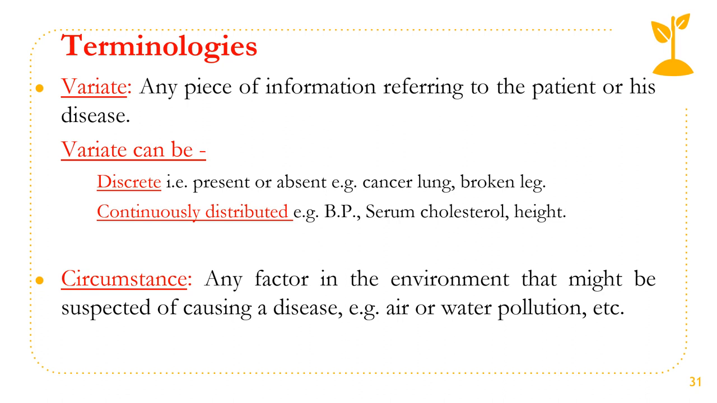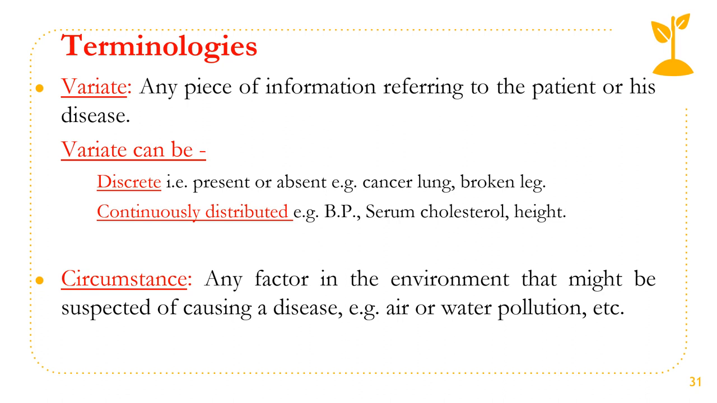Terminologies, like what is a variant? Variant means any piece of information referring to the patient or his disease. Variants are of two types, namely discrete and continuous. The first one is discrete, which means present or absent. Only two options, present or absent. That is dichotomous.